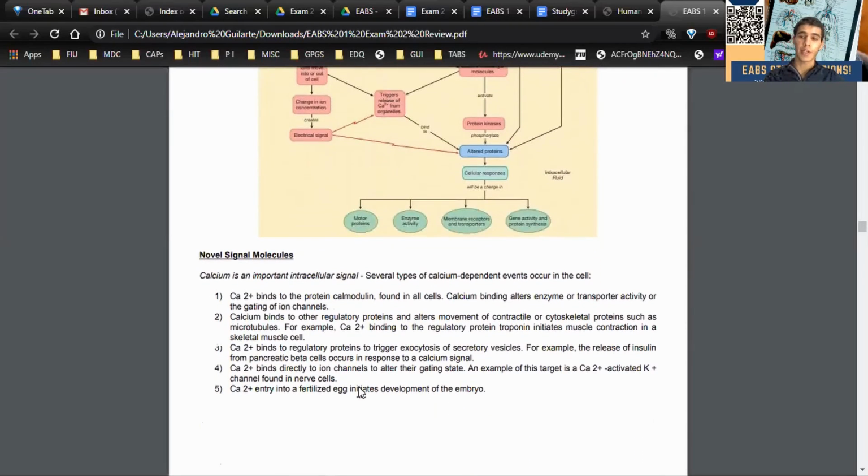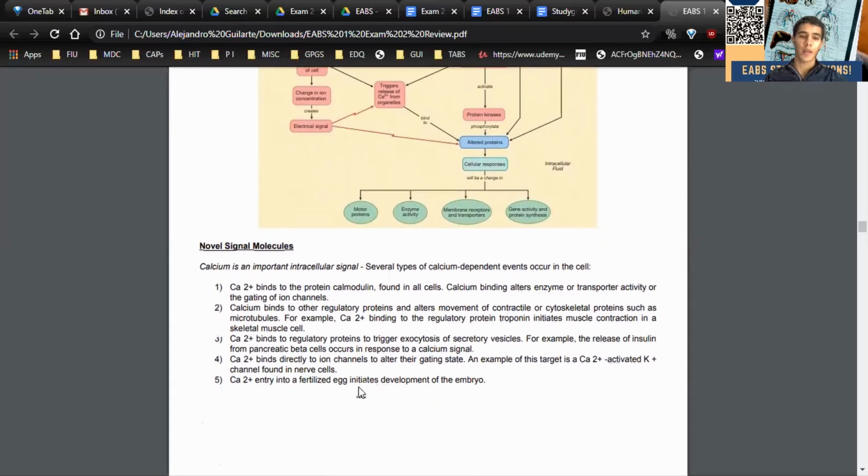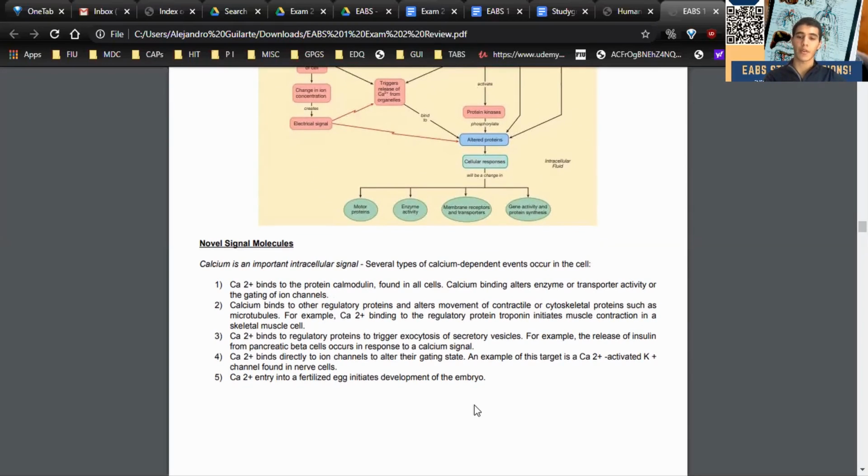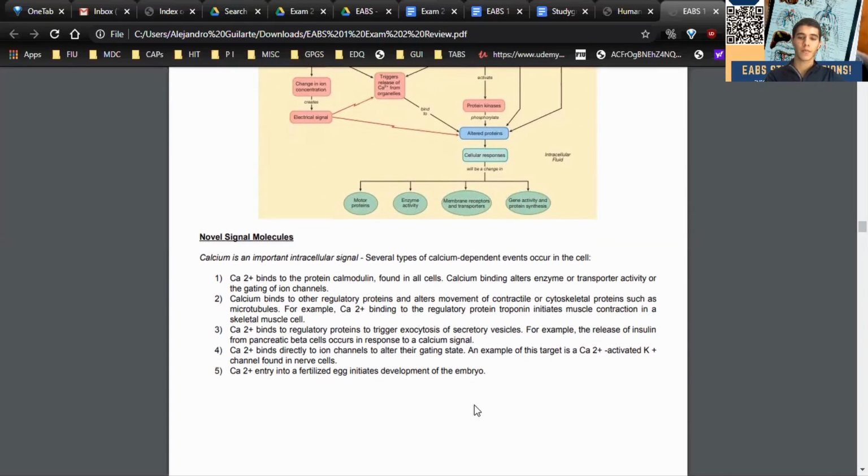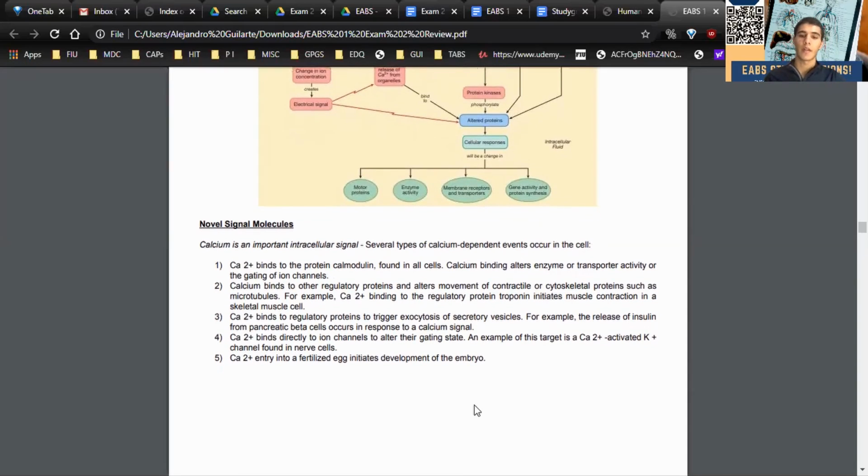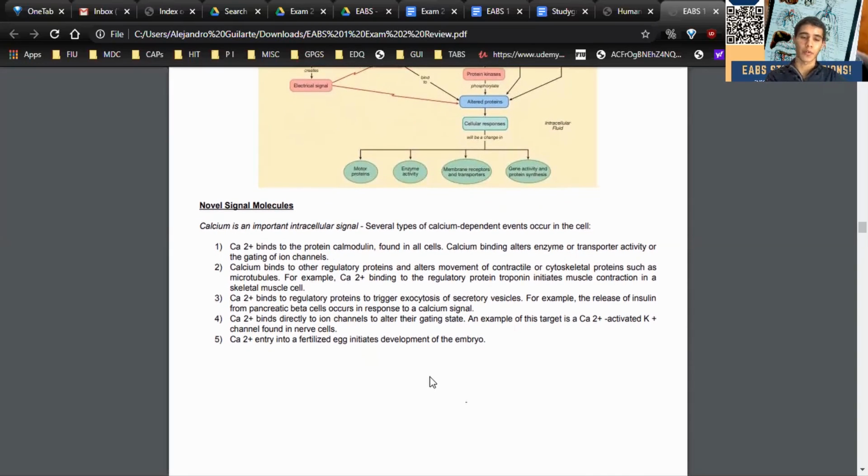Other molecules that influence signaling include calcium. Calcium is important in the nervous system, as well as in signal transduction. When you have the presence of calcium within signal transduction, you usually get one of these responses. When it's bound to calmodulin, it alters enzyme activity or transporter activity. It also is involved in the contraction of cytoskeletal proteins like microtubules. It is also involved in exocytosis of vesicles. It changes ion channels to change a gating state and initiates development in the embryo.